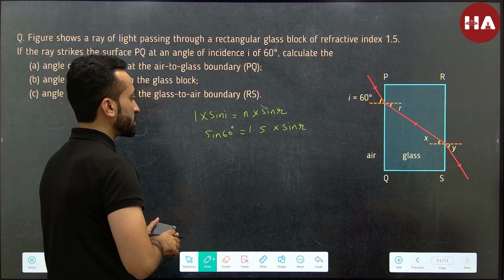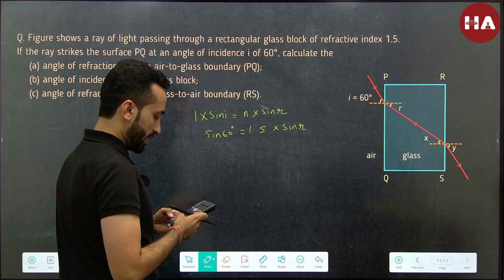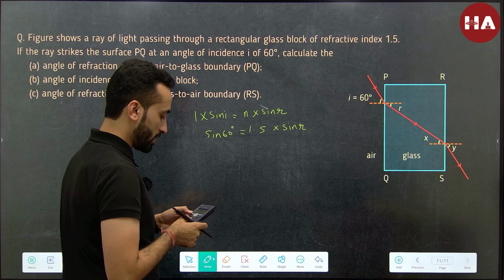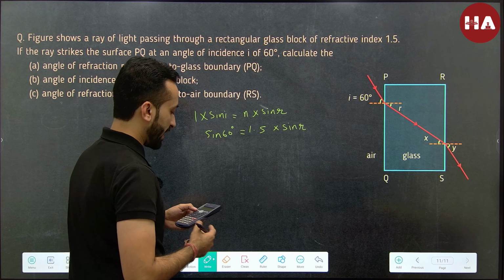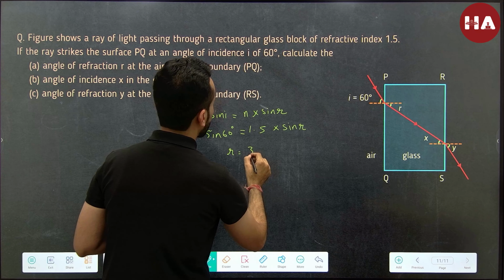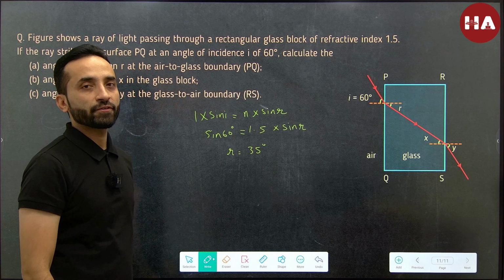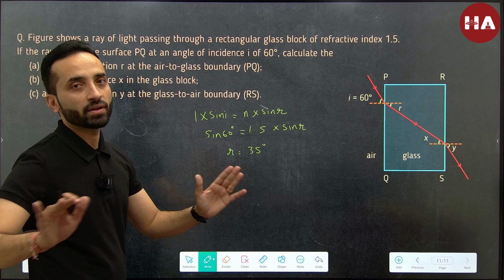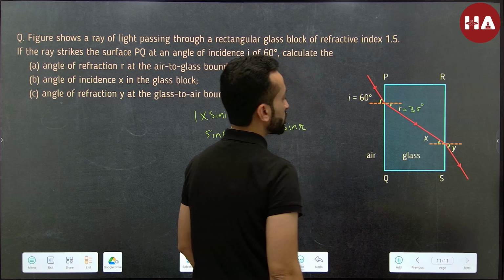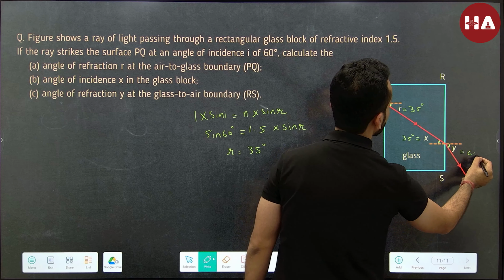So the value of sine 60, we can use the calculator here. Sine 60 divided by 1.5, I'm getting 0.577. Let's do sine inverse of our answer, and I am getting r as 35.26. So let's take it as 35 degrees. Right, so that is the angle of refraction. It has bent towards the normal, isn't it, students? 60, and this has become 35. Now this 35 will also make this as 35, and this will again be 60, students.